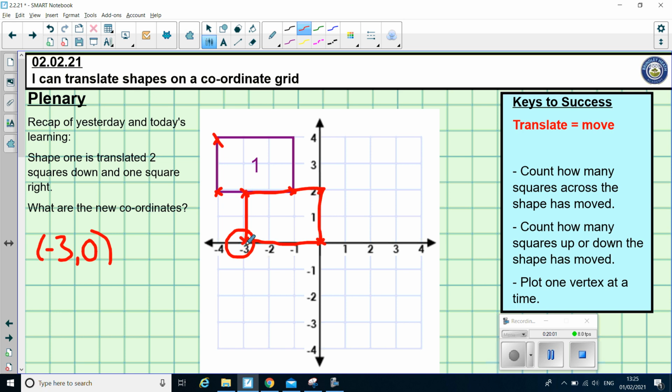This coordinate here, then we've got -3, 2. I'm going to circle that one because I know I've done that one. I've got 0, 0. Not -0, you can't have -0. I've got 0, 0. And my final coordinate, I've got 0, 2.